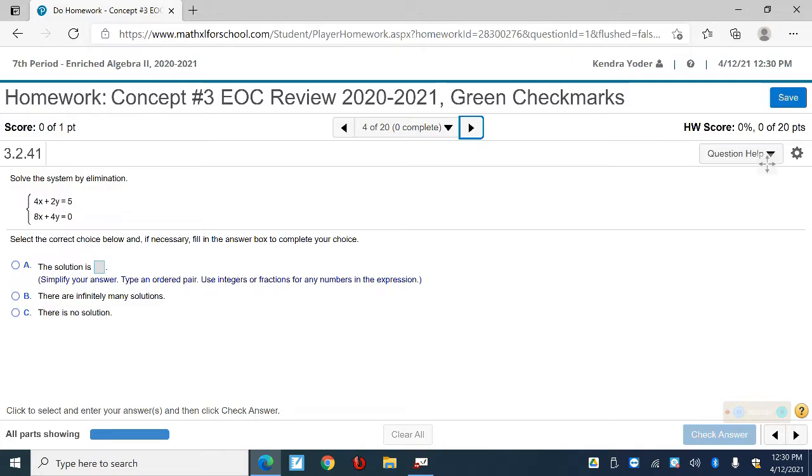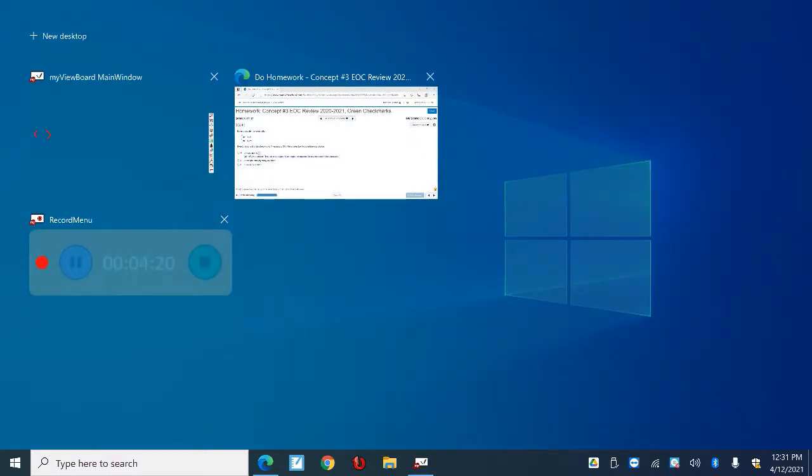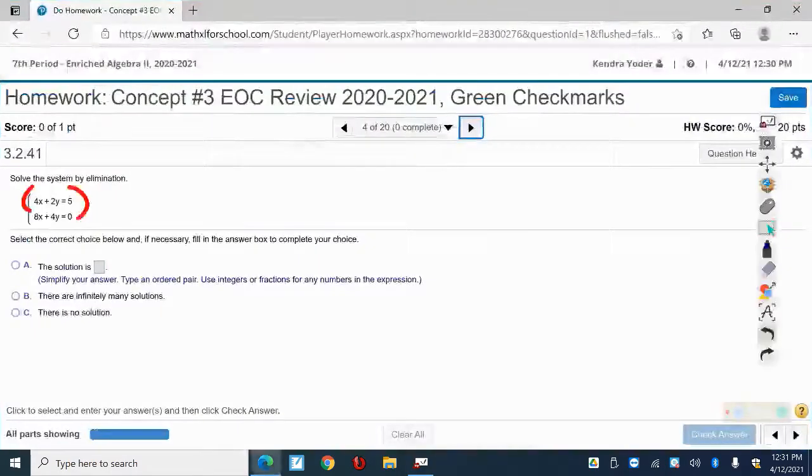This says to do it by elimination, same exact concept. I would go ahead and multiply this top one by 2. If I multiply this top equation by -2. Yeah, so just a second.